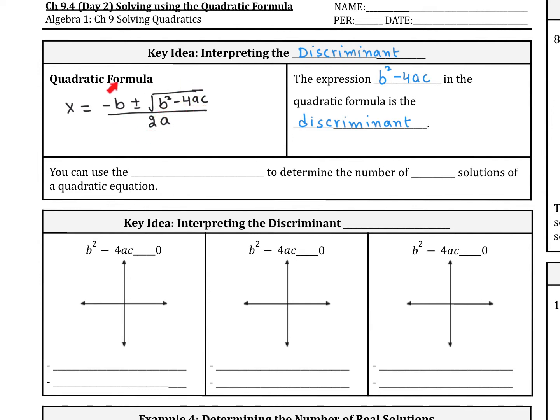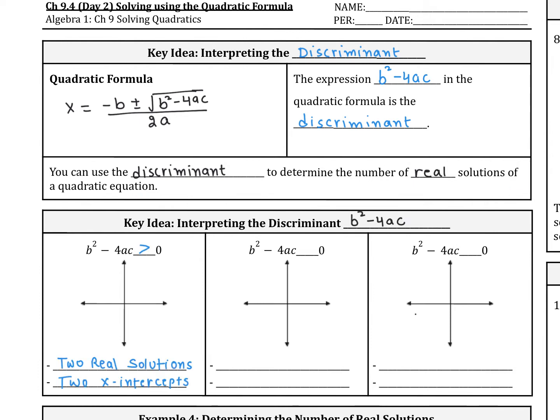2a. This formula you have used in the previous lessons, but look at this part of the formula, the square root of b squared minus 4ac, without the square root. The expression b squared minus 4ac in the quadratic formula is called the discriminant. You can use the discriminant to determine the number of real solutions of a quadratic equation.